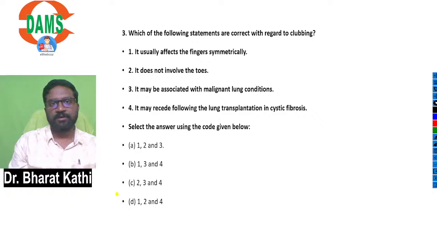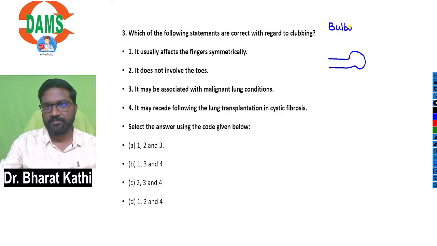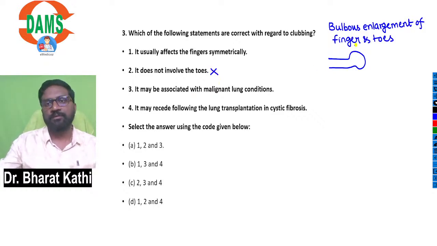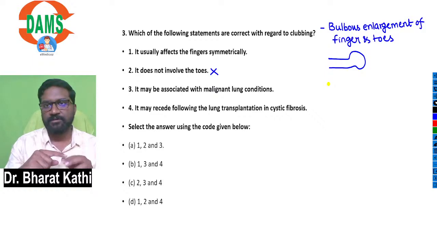Then which of the following are correct with regard to clubbing? See, clubbing is nothing but bulbous enlargement, like a bulb, of fingers and toes. So it can happen both in fingers and toes. The statement that it does not involve toes is wrong. Now this happens in a variety of situations. The reason is whenever there is a systemic disease in your body, there can be deposition of inflammatory mediators at the tip of fingers, and those inflammatory mediators can also contain growth factors which will result in proliferation of the connective tissue in the fingers and toes.